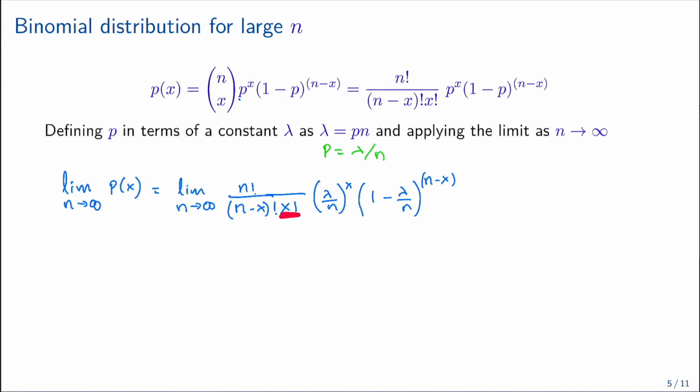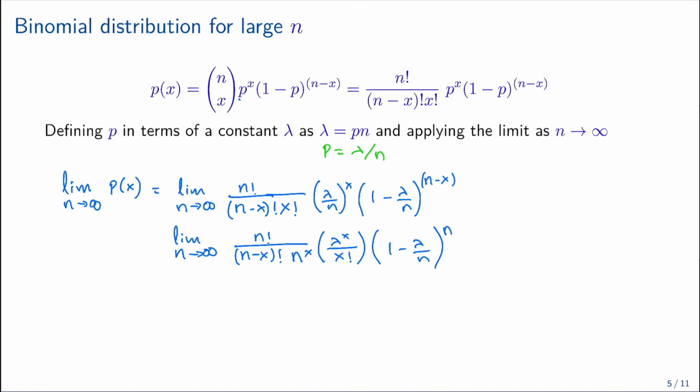Okay, in the next step I'm going to do two things. I'm going to swap these two terms, and I'm going to divide this term into 2. So the first thing is the limit when n approaches infinity of n factorial divided by n minus x factorial and multiplied by n to the x. I'm taking this term, lambda to the x divided by x factorial. And the last term, I'm going to divide it in 2. So the first one is 1 minus lambda over n to the power of n, multiplied by 1 minus lambda over n to the power of minus x.